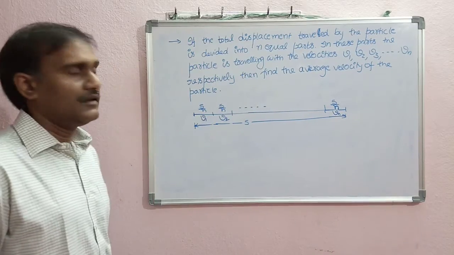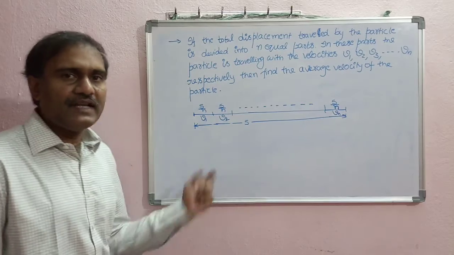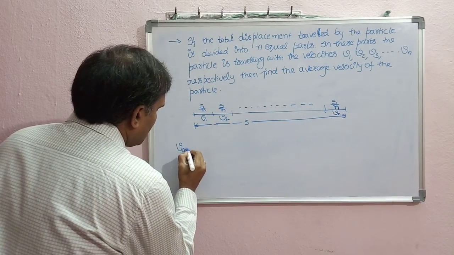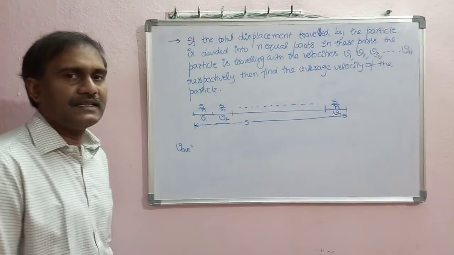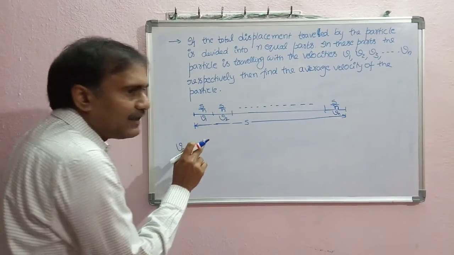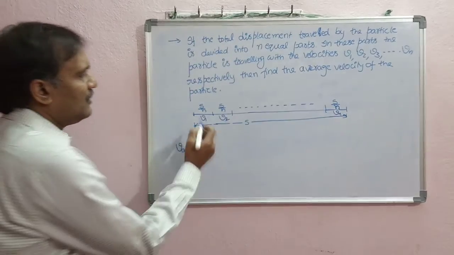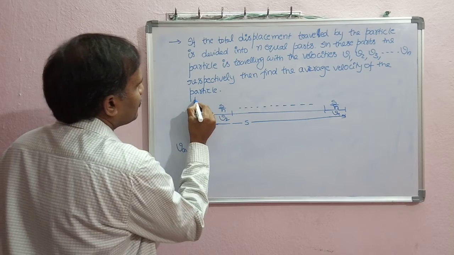Vn. Now we want to find out the average velocity of the particle. The formula for average velocity is the displacement traveled by the particle divided by the total time interval. Okay, what is the time interval for this path?